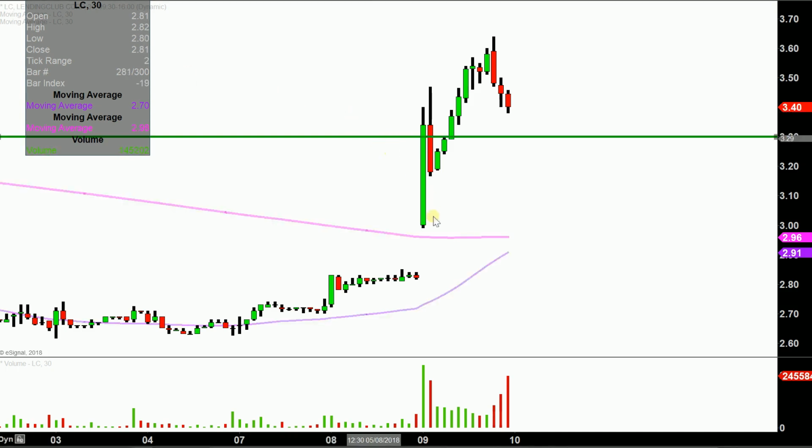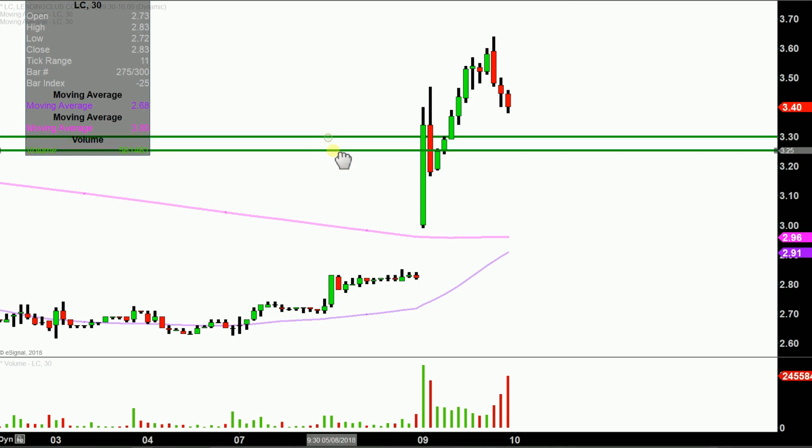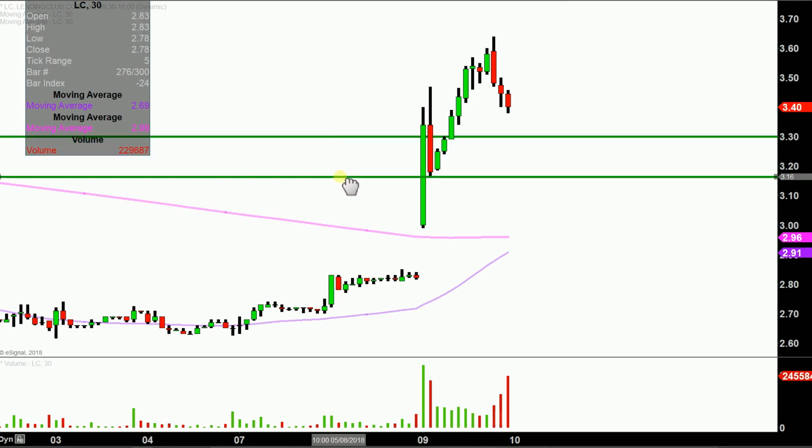Next level of support after that would be down here at essentially the bottom of this little consolidation area right there, and that sits at $3.15. So $3.30, $3.15, two of the near-term levels of support.